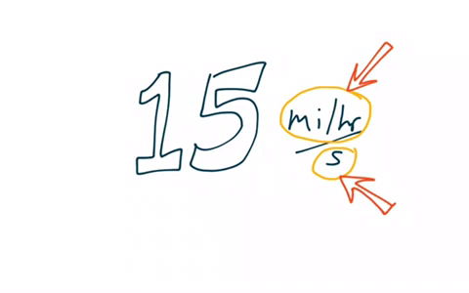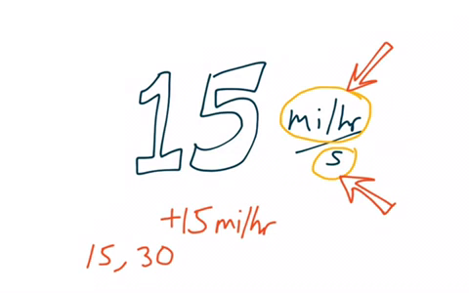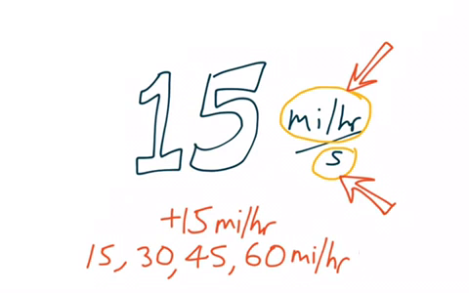Or another way to look at it is I'm going to change my velocity by a positive 15 miles per hour every second. So, at the end of 1 second, my Nissan Altima is going to be going 15. At the end of 2 seconds, my Nissan Altima is going to be going 30. At the end of 3 seconds, it's going to be going 45. And by the time I hit the 4th second, I'm going to be at a whopping 60 miles per hour. And we're going to say, boy, did that thing accelerate.